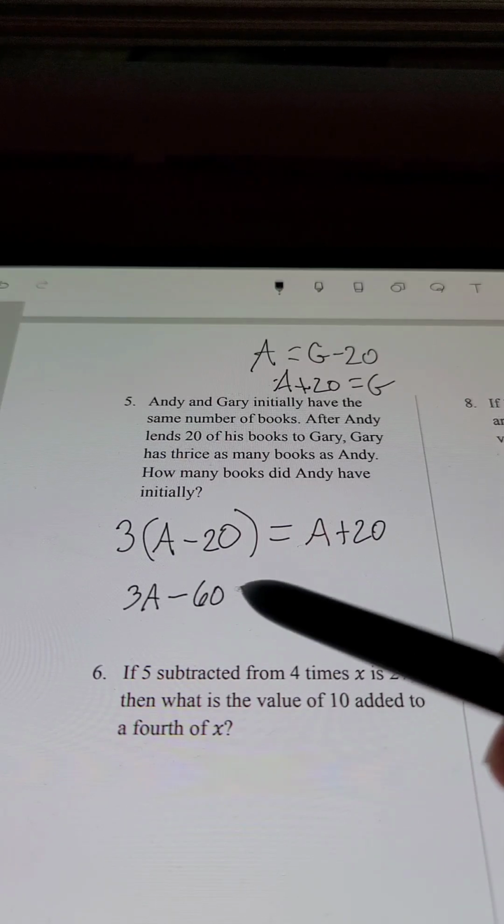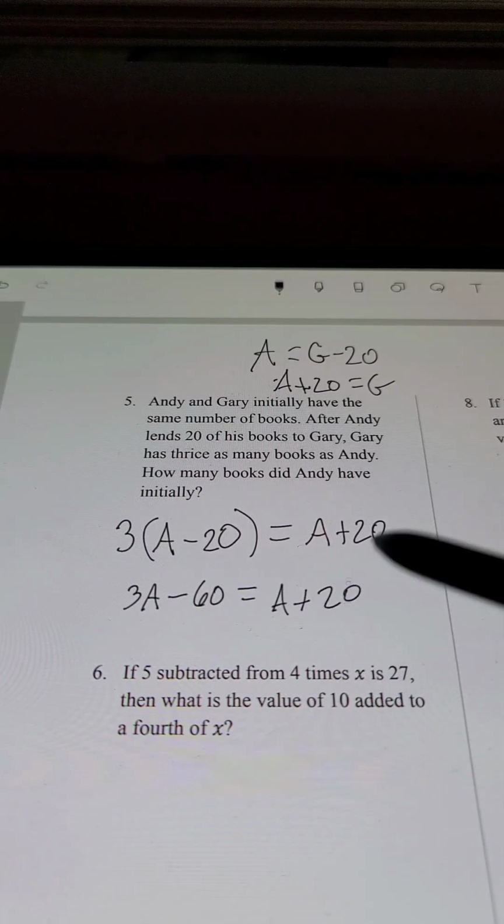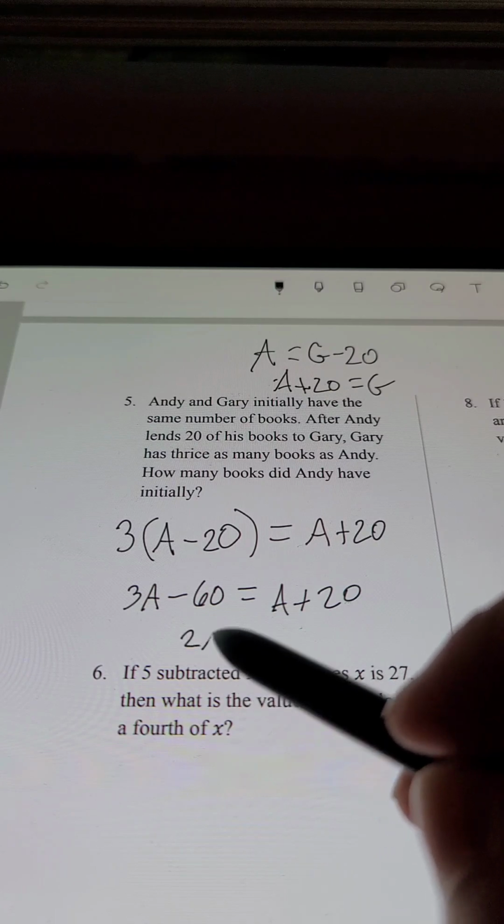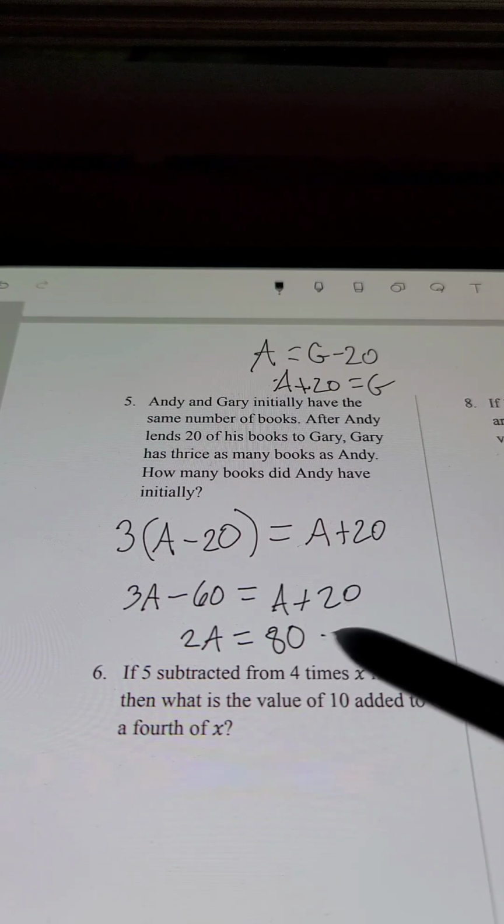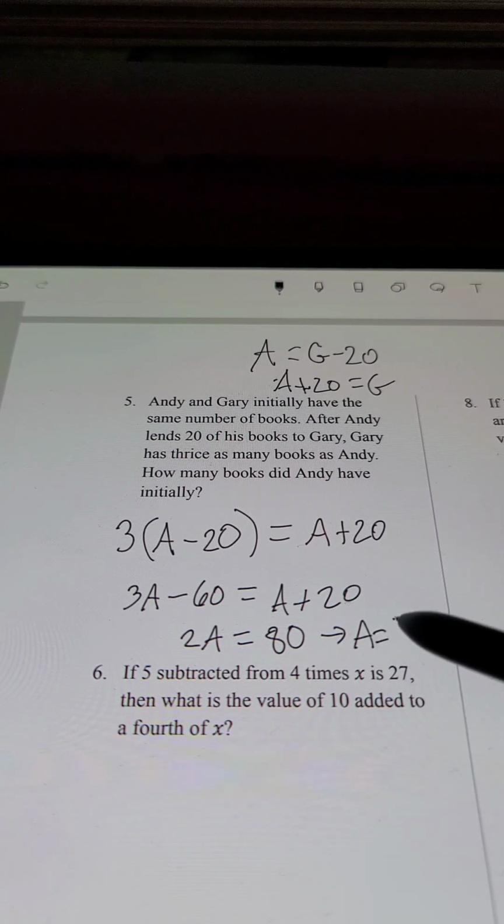3A minus 60 is equal to A plus 20. Subtract A from each side, and then I get 2A is equal to, I could add 60 to each side. 2A is equal to 80. Divide by 2 to solve for A, and you get A is 40.